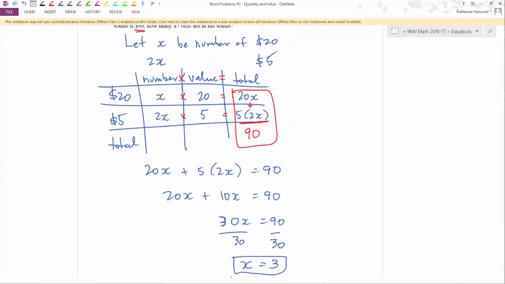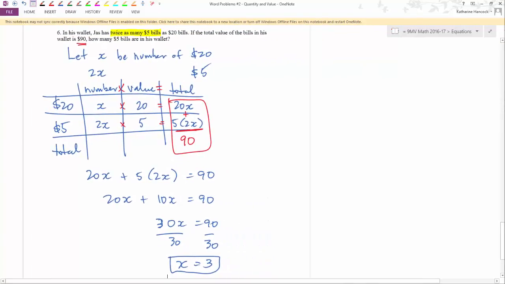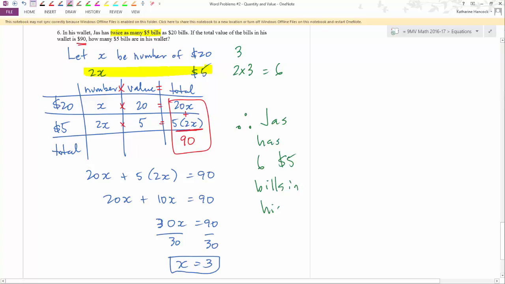We've got to make sure we answer what was asked. It said, how many $5 bills? The number of $5 bills is 2X. So if X equals 3, then this is going to be 2 times 3, or 6 $5 bills. So therefore, Jazz has 6 $5 bills in his wallet.